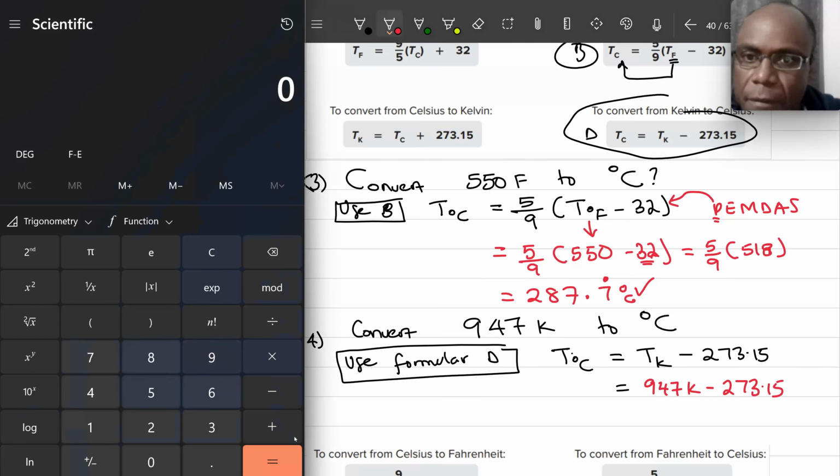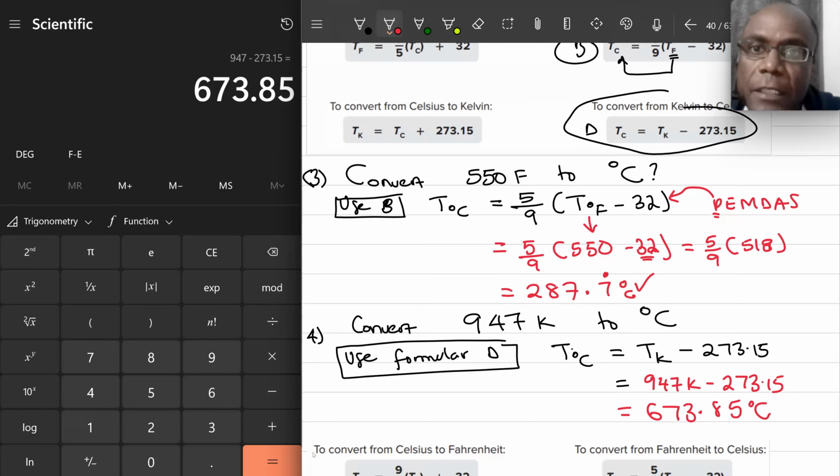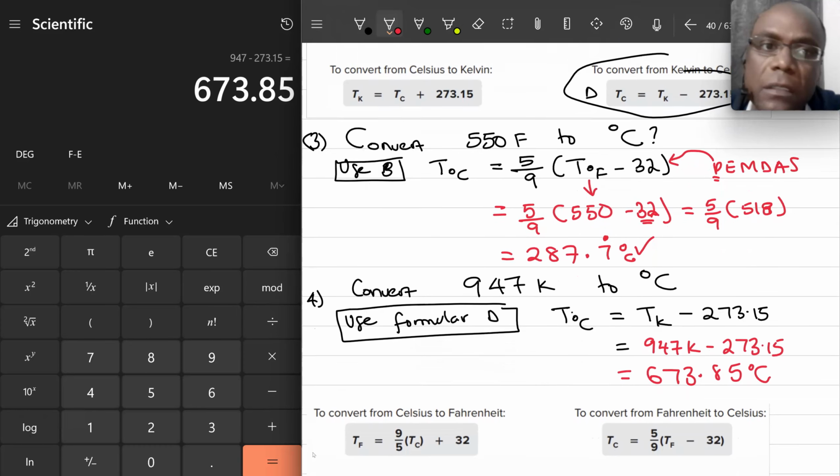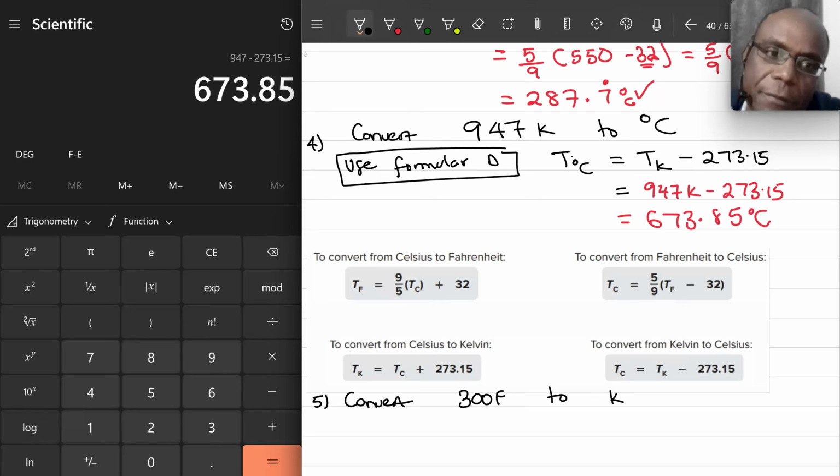Clear my calculator. 947 minus 273.15. The answer is 673.85 degrees Celsius. So far so good. I'll give you another example. The last example I'm giving you here, I would like you to convert 300 Fahrenheit to Kelvin.